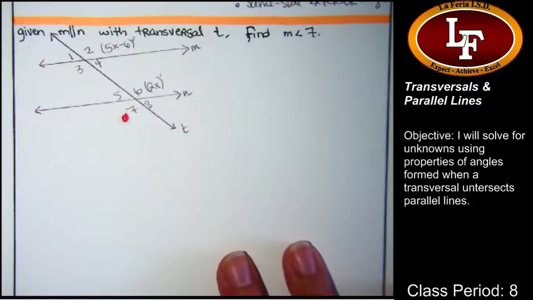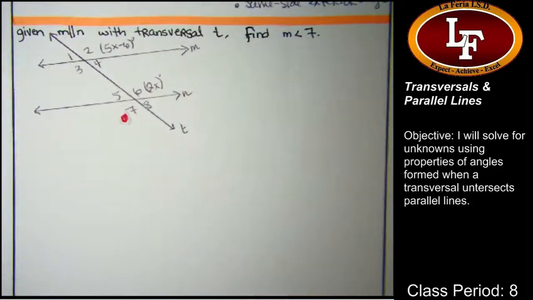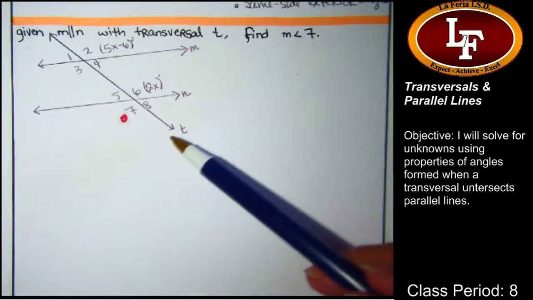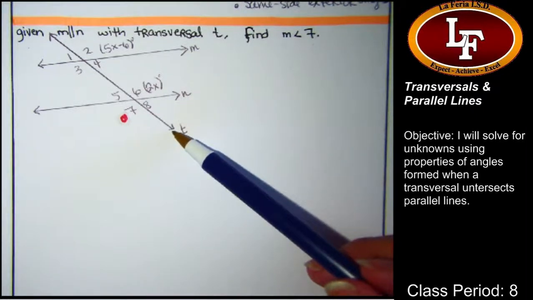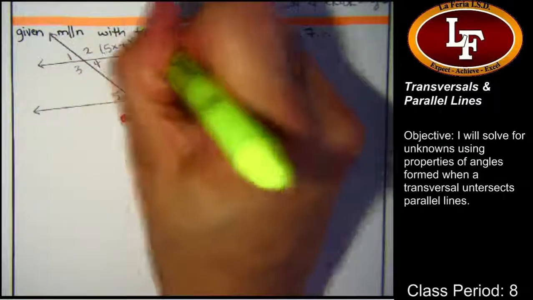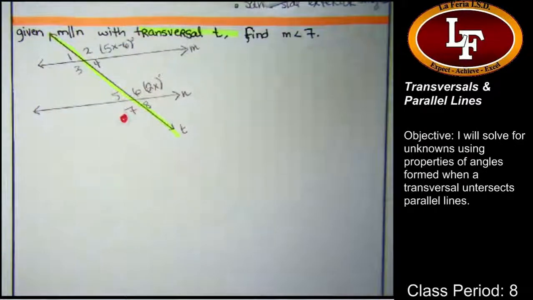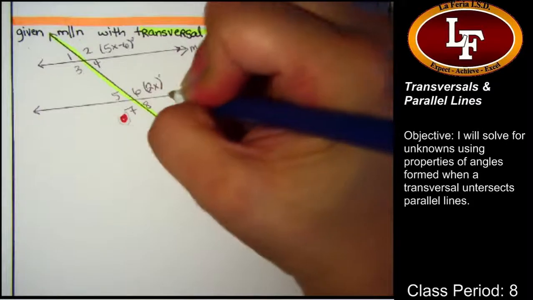What do we know about the relationship of angle 7 to the angles that are near it? There's a transversal. Which one is the transversal? T. Just one. So T is our transversal. We'll go ahead and highlight our transversal so it's easy for us to look at. And we know that these are parallel.